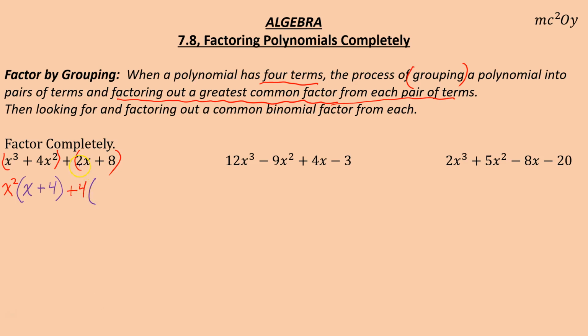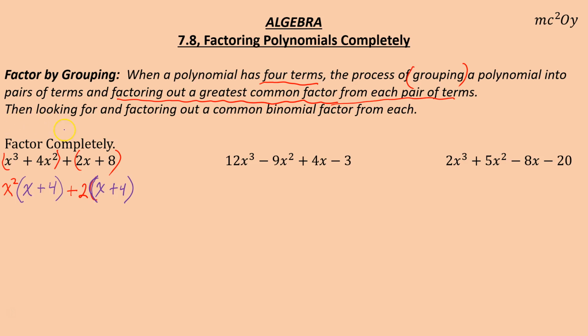But 2 times, I'm sorry, that's not right. What goes into 2 and 8? Let's try that again. What goes into 2 and 8 is 2. Excuse me there, for those of you yelling at your screen. And 2 times what is 2x? That is x. And 2 times what is 8? That is 4. I'm going to stick with the color coding there. So we factored out a common monomial from each pair.